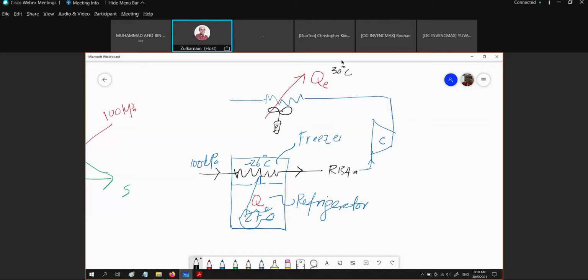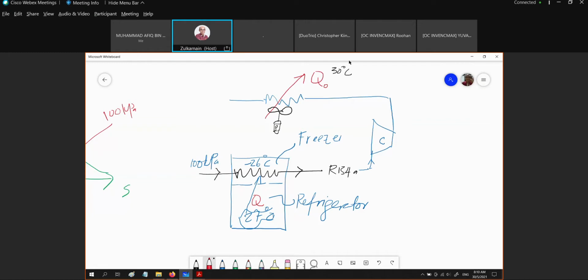So we must have a temperature difference between the environment and the refrigerant at this side, at this heat exchanger where we want to reject the heat to the environment. Okay, let's say this one I change not to QE, but I put here as Q naught, which is rejected to the environment.